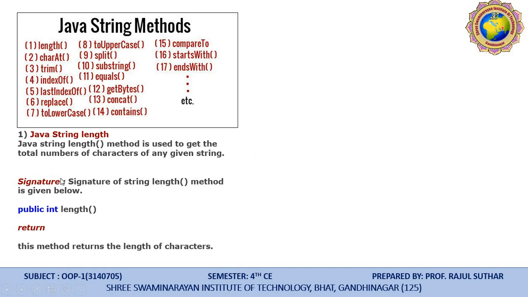In the same way, here is one example. What is a signature? The signature of a string means how it is written as a function. So string length is one function or method given below. Like public int, we declare this method as an integer, and this is the public return type. So we can write public int length, then the method with round brackets, and it returns the length of characters.